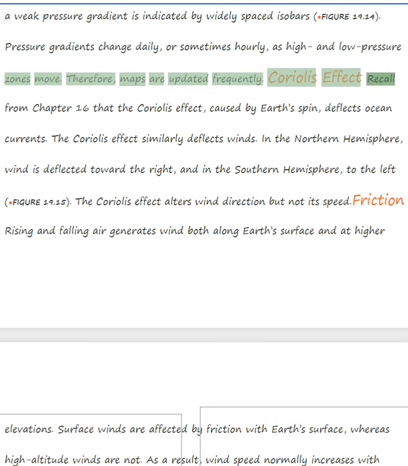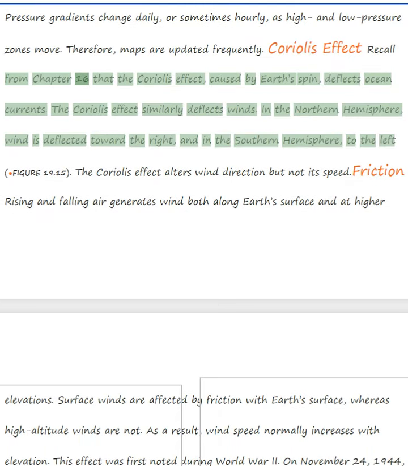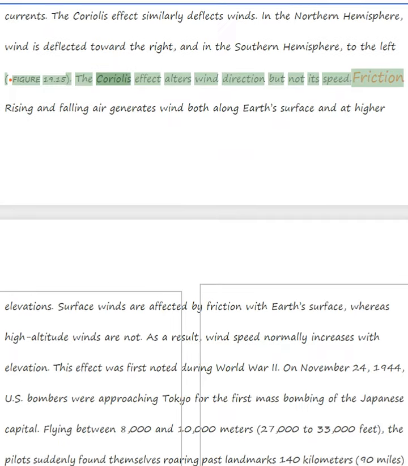Coriolis effect. Recall from Chapter 16 that the Coriolis effect, caused by Earth's spin, deflects ocean currents. The Coriolis effect similarly deflects winds. In the northern hemisphere, wind is deflected toward the right, and in the southern hemisphere, to the left. The Coriolis effect alters wind direction but not its speed.